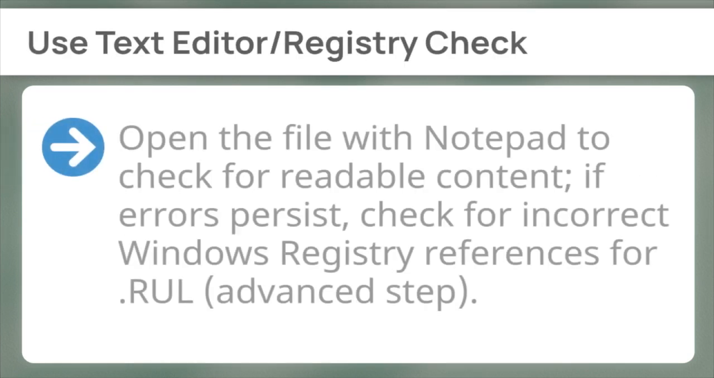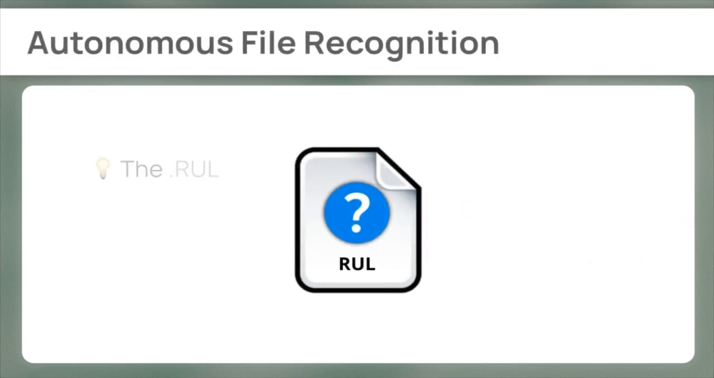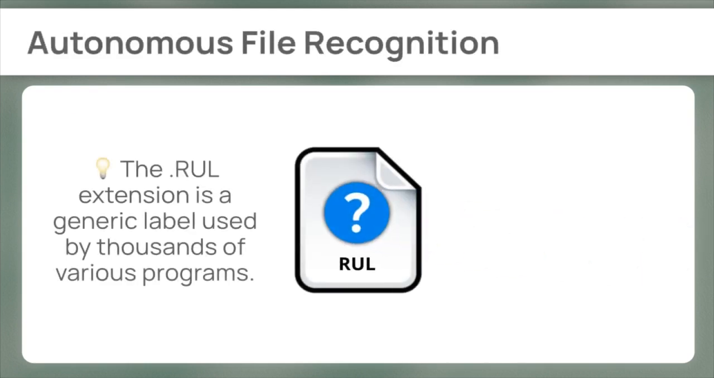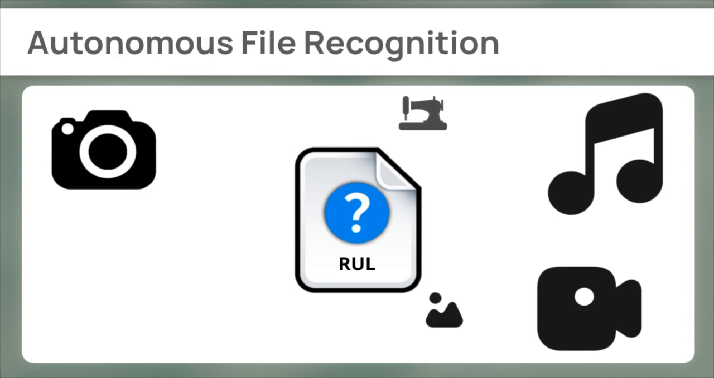Finally, use text editor registry check. Open the file with Notepad to check for readable content. If errors persist, check for incorrect Windows registry references for RUL, advanced step. If compatibility checks failed, it is likely because the file extension name is shared by different developers for unrelated formats, causing your PC to use the wrong reading language.